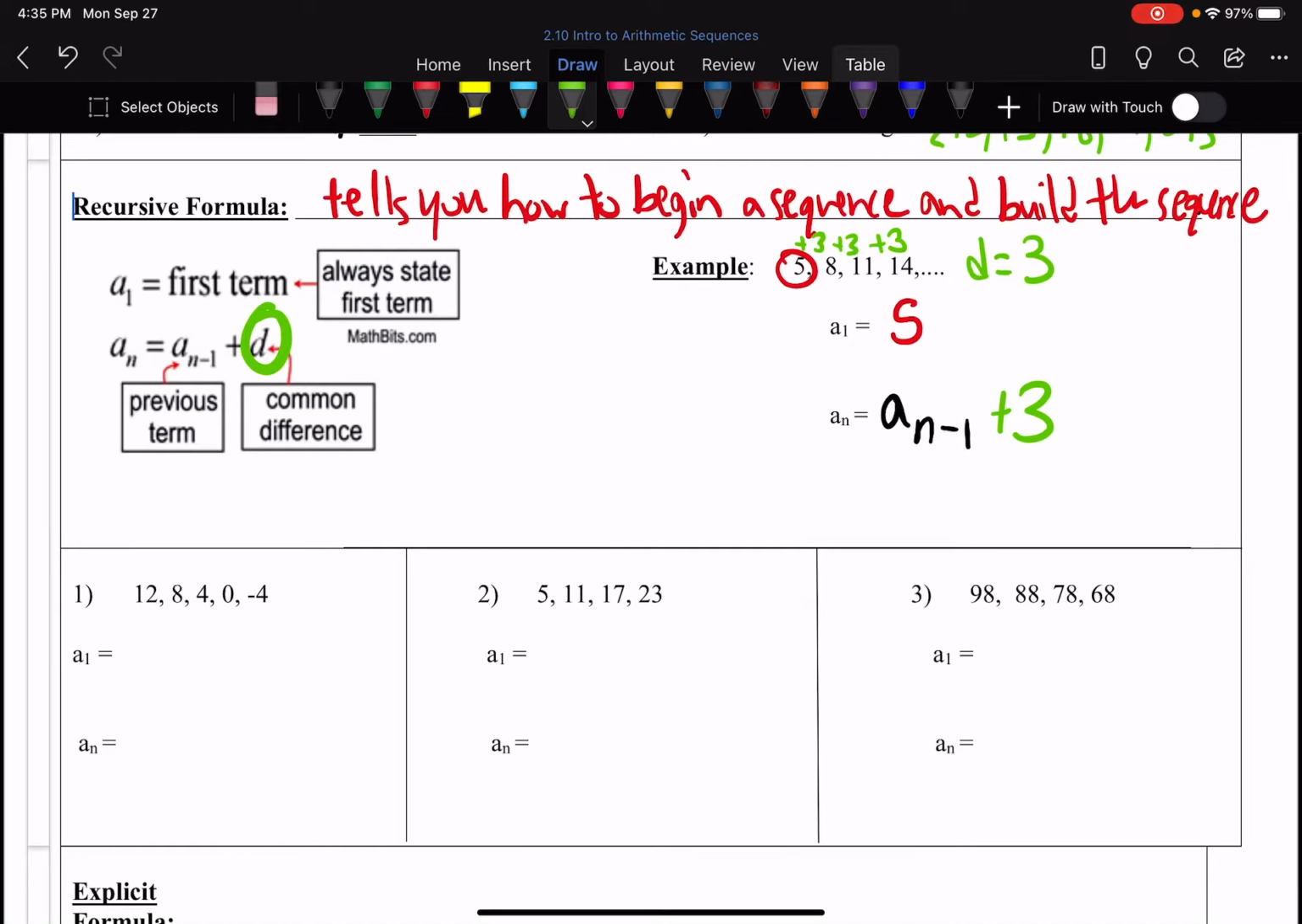So let's check ourselves on these recursive formulas. The first one gave us the sequence 12, 8, 4, 0, and negative 4. So we had to find our common difference. Well, 12 to 8, we subtract 4. 8 to 4 is subtracting 4. 4 to 0, we subtract 4. So therefore, our common difference is negative 4. Our first term in this case is 12. So therefore, when we write the recursive formula, we have a sub n minus 1, and our difference was minus 4.